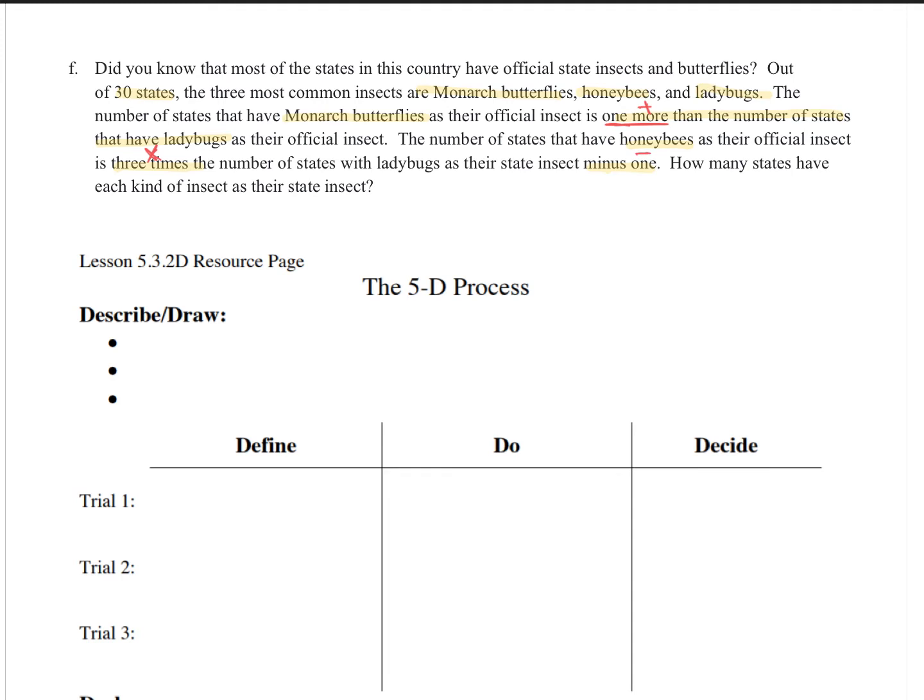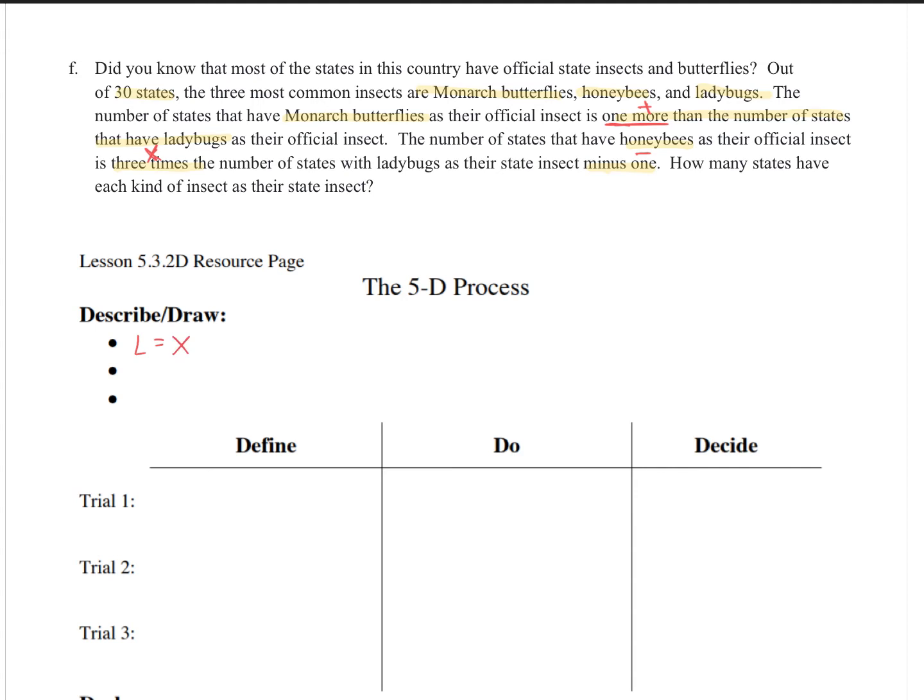Right? And notice how the number of states with monarch butterflies and the number of states with honeybees as their official insects are given to us in relationship to the number of states that have ladybugs as their official insect. So that should tell us that ladybugs is our starting point. So I'm going to say that L represents the number of states that have ladybugs as their official insect, and I'm going to call this X.